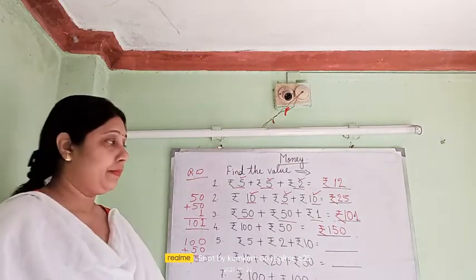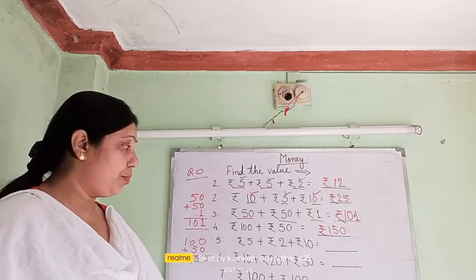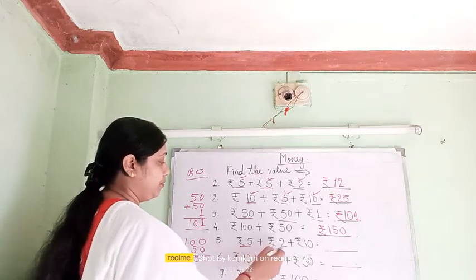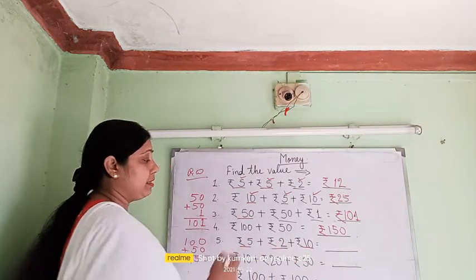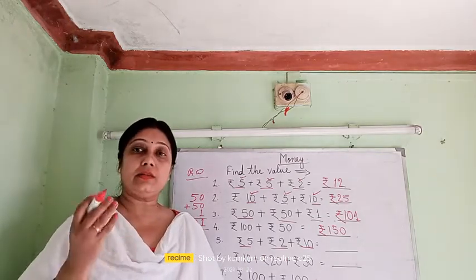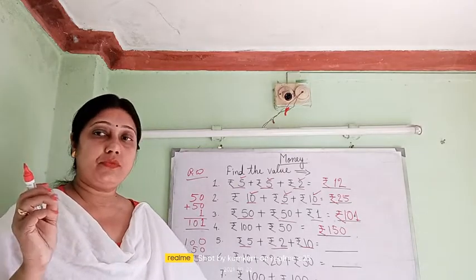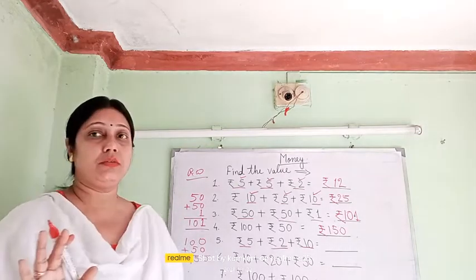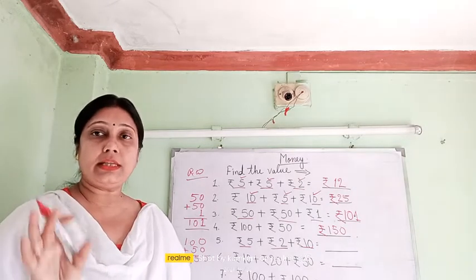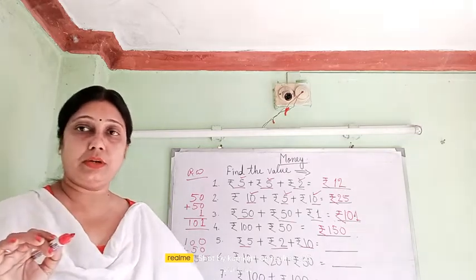Okay. Next one, 5 rupees plus 2 rupees plus 10 rupees. We have to add these 3 numbers. If you can do it verbally, it is very easy. Orally, you can count on your finger. If you cannot, feel free to do the rough work, no problem. It is simple addition. The only problem is that you have to put the rupee sign. Don't forget to put the rupee sign.